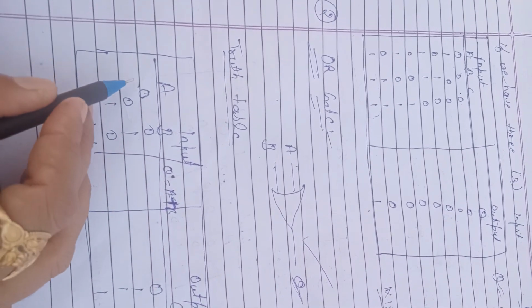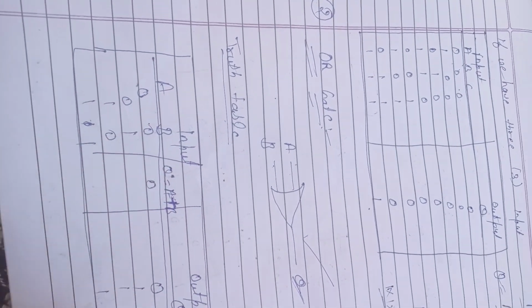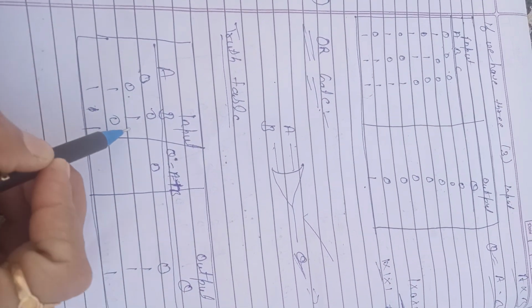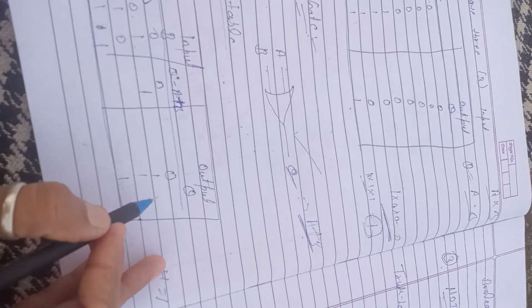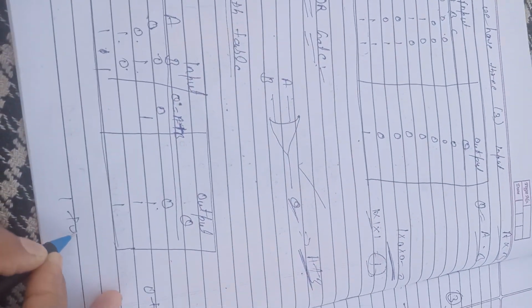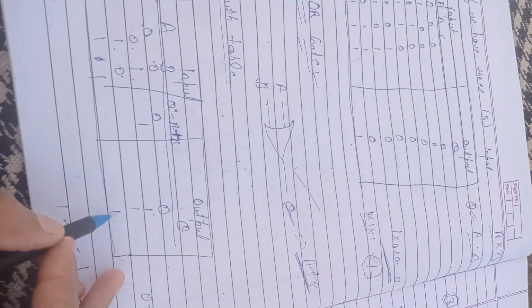A plus B. 0 plus 0 is equal to 0, then the output is 0. 0 plus 1 is equal to 1, so the output is 1. When 1 plus 0, it means 1 plus 0 is equal to 1, so the output is 1.